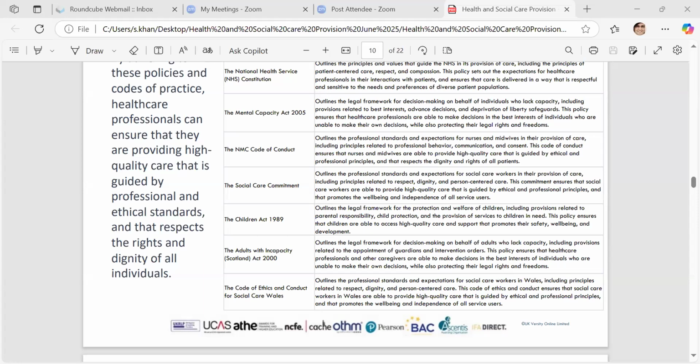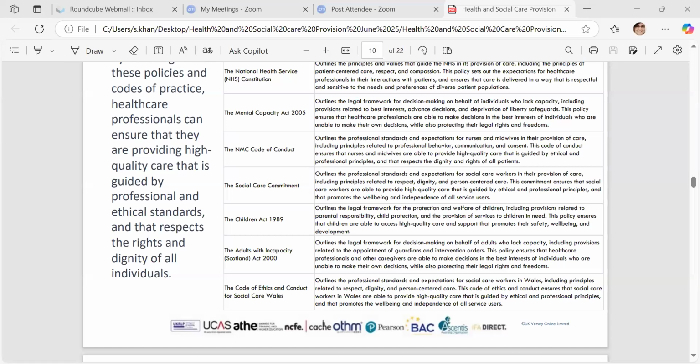Then we've got the Adults with Incapacity Scotland Act, which protects the welfare, property and finances of some adults. These include adults who have a mental health condition or physical disability, which means they cannot communicate or make decisions. So this would protect their legal rights and the best interest of that individual who's vulnerable, who's not able to make their rights, okay? We then have the Code of Ethics and Conduct for Social Workers.